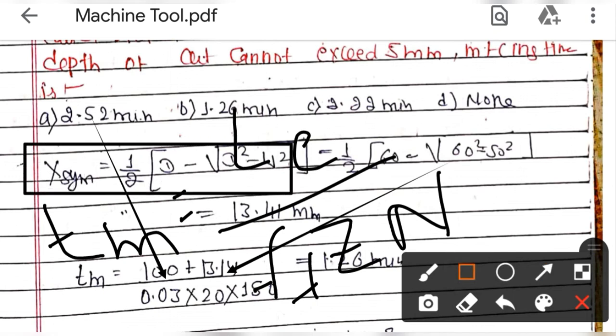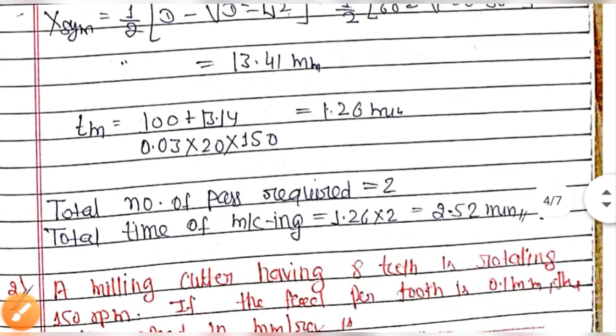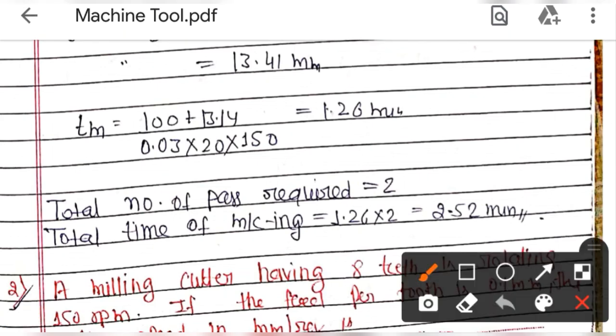x symmetric is this one, so just substitute. Diameter of the cutter is given as 60 mm, and the width of the workpiece is 50. From this formula we get x as 13.14 mm.